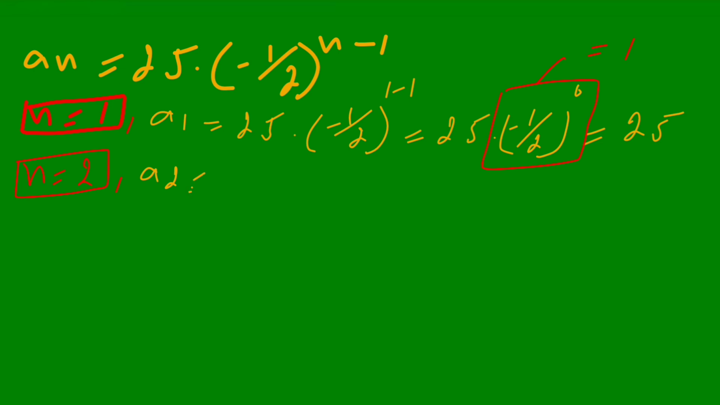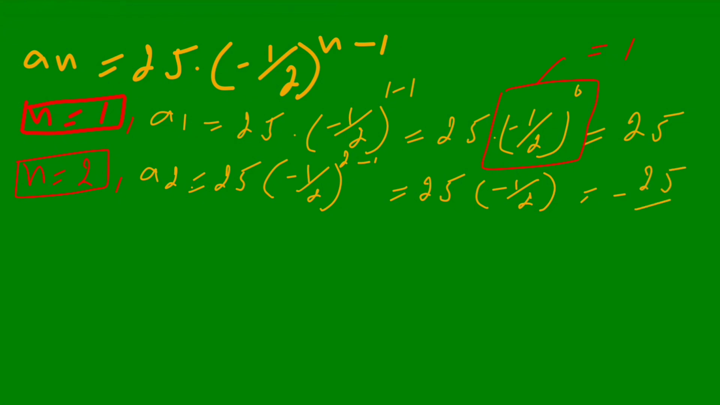A2 is equal to 25 into minus 1, and here is 2 minus 1, is equal to 25 into minus 1 by 2, is equal to minus 25 over 2. Now put n is equal to 3.